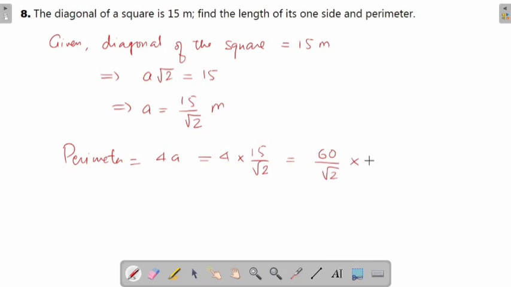Or else if you want to simplify this further, what you can do is multiply with root 2 to both numerator and denominator. So when you do that, it becomes 60 root 2 over 2, since root 2 into root 2 becomes 2. So these two get cancelled, right? So that's why your answer, or the perimeter, becomes 30 root 2 meter. So pause the video and note down the solution.